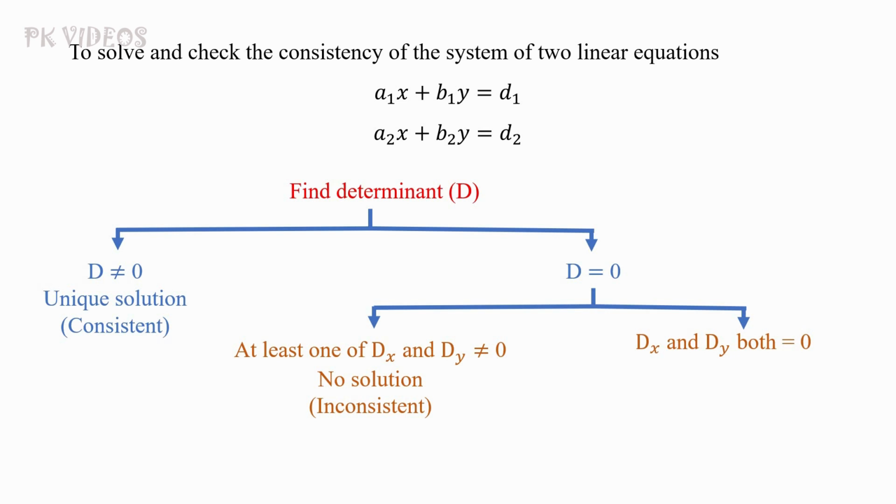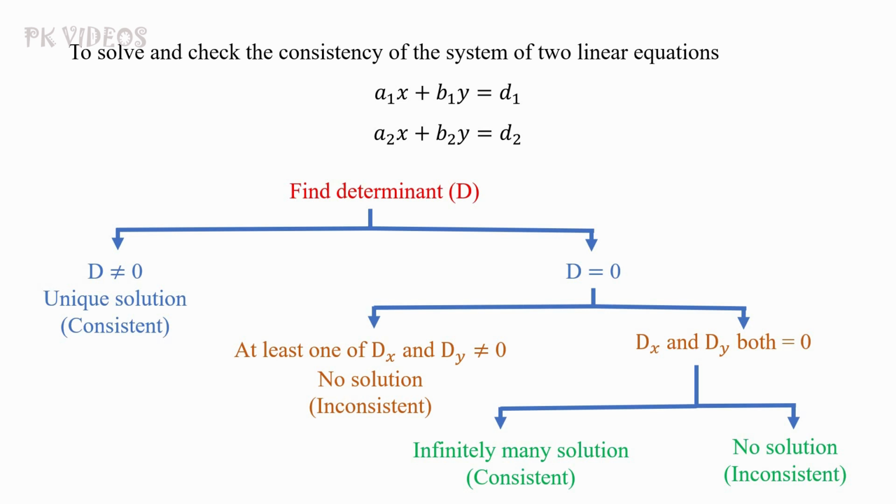If dx and dy both are 0 and also the original determinant is 0, then we have either infinitely many solutions or we have no solutions. Let us see this using some examples.